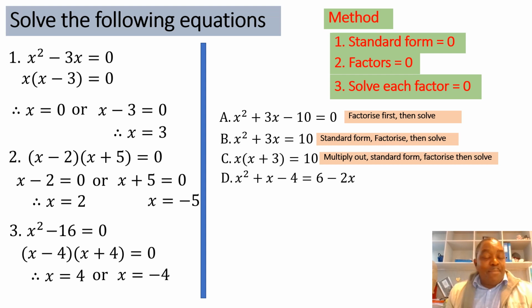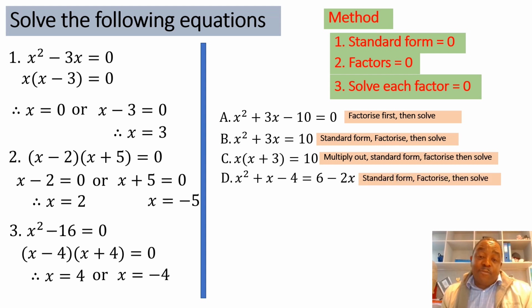Look at number D. Number D, again, is not ready for our solving. It's not even in the standard form. So first you'll have to put it in the standard form. Once you're done, factorize that expression, and then solve the equation by dealing with each individual factor in your factorization. So very, very important to actually understand where your equation is at.